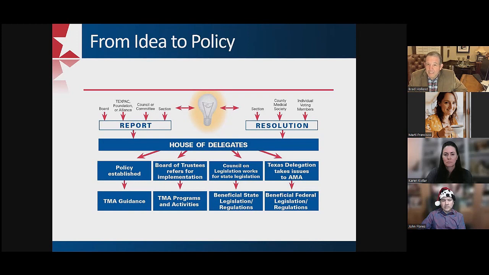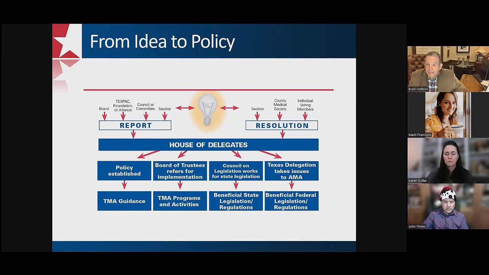And out of the House of Delegates, we can either pass something that becomes TMA policy, and that's the far left pathway there with policy established and giving TMA guidance based on that policy. We can pass something to the Board of Trustees for implementation, and that has to do with TMA programs and activities most commonly. We can pass something that would be how TMA handles legislation, and that would go to the Council on Legislation for lobbying the state legislature here in Texas.